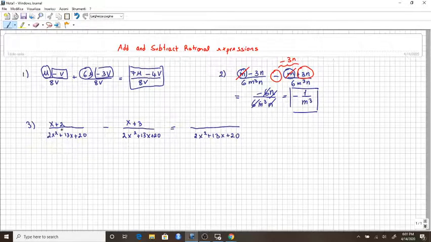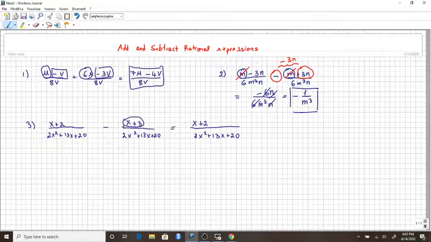And now the numerators can be combined. We have an x plus 2 minus x plus 3. So if you want, I'm going to combine this a little bit differently than the previous one, even though you can solve it exactly as the previous one. Now you should see immediately x minus x becomes 0, and this becomes 2 minus 3, which is negative 1.